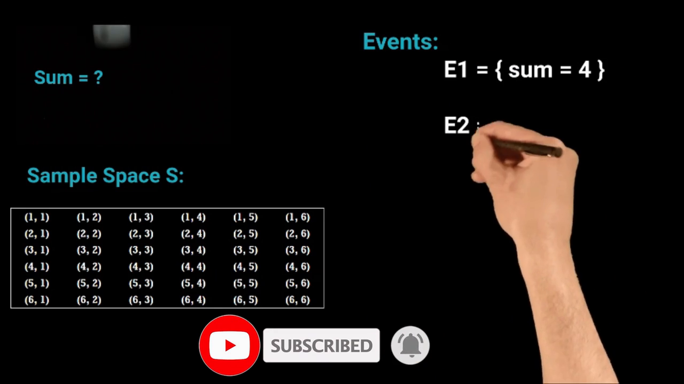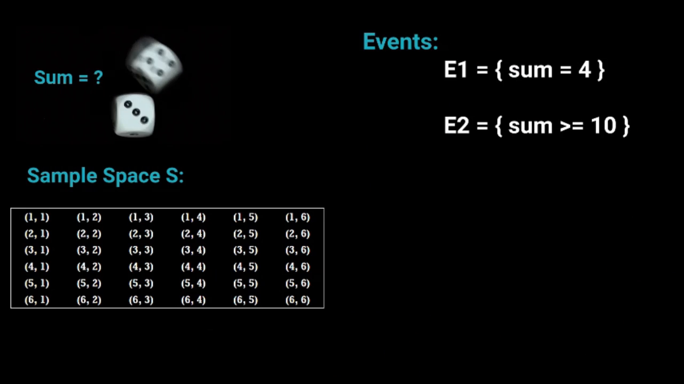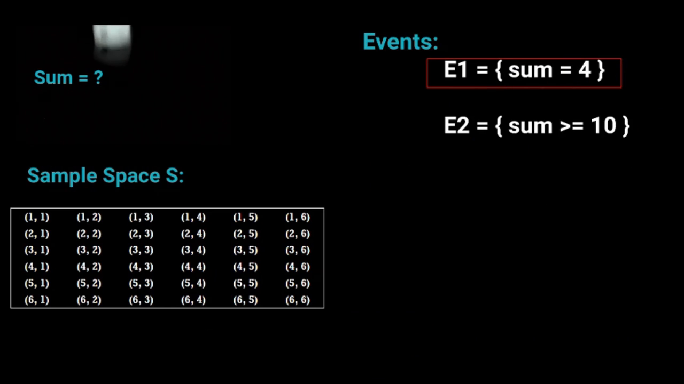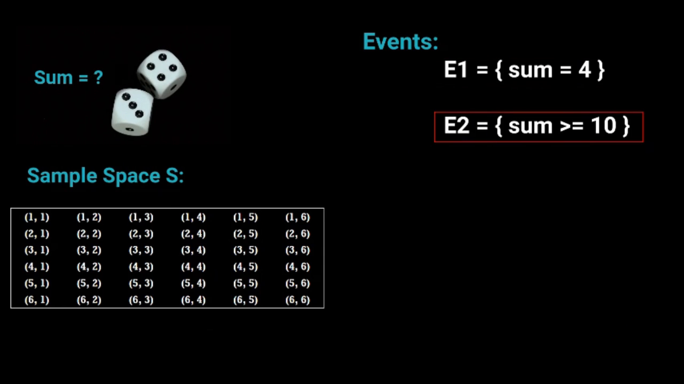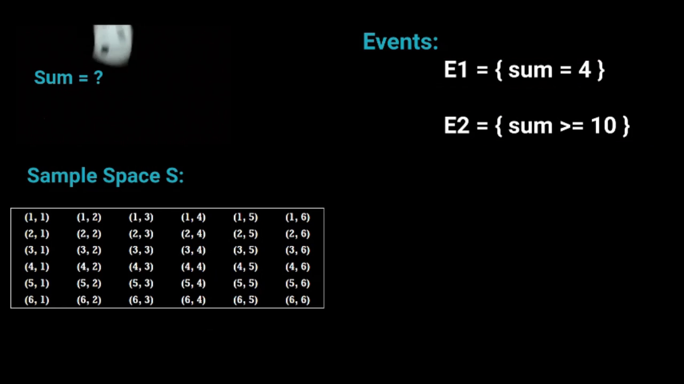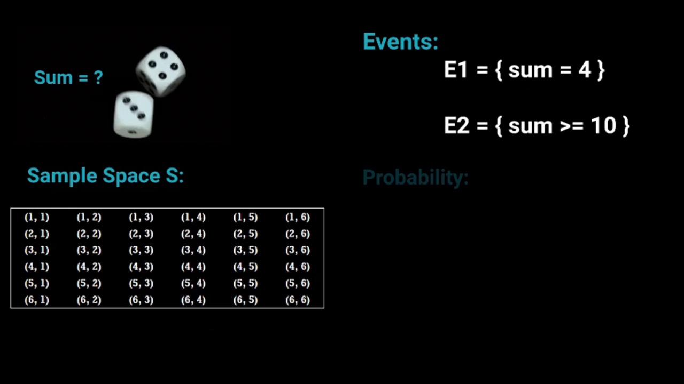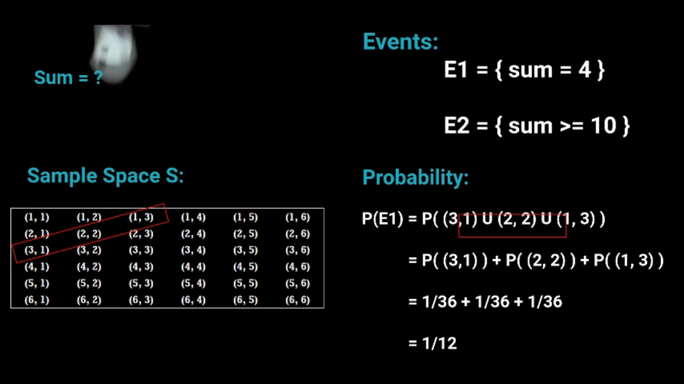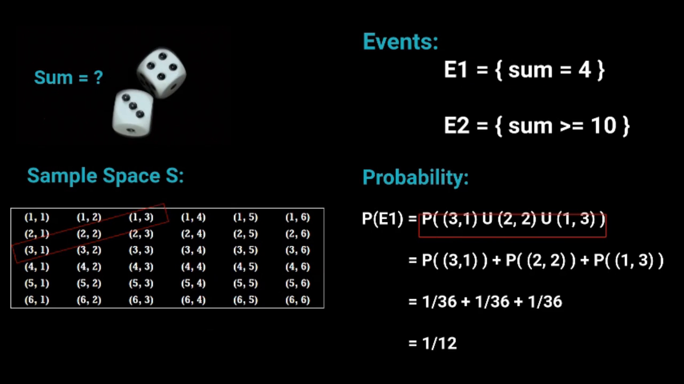As part of step 2, we are interested in two events. Event 1 is the subset of all outcomes where the sum is equal to 4. Event 2 is the subset of all outcomes where the sum is greater than or equal to 10. In step 3, we need to assign the probabilities to the events. Here the probability of event 1 is the probability of the union of 3 outcomes. All the 3 outcomes give us the sum equal to 4.